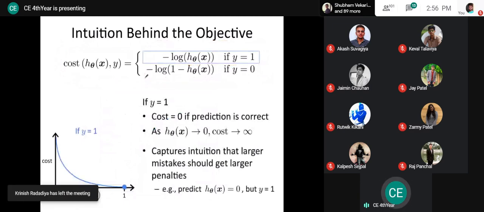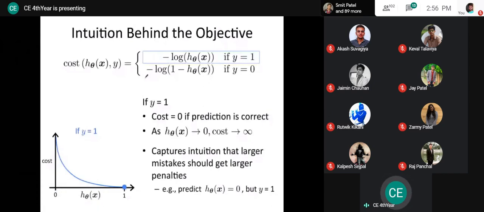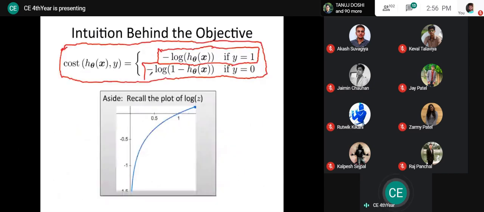Okay. Now, to understand why we have these two separate values, focus on what the graph of this minus log of hypothesis will be. That means what the graph will be whenever y is equal to 1. The previous slide indicates the graph of log z. If I take the graph of minus log z, it will be the reverse of this. And we are restricting that value between 0 to 1. So if you take the reverse and restrict it between 0 to 1, we'll have this graph.